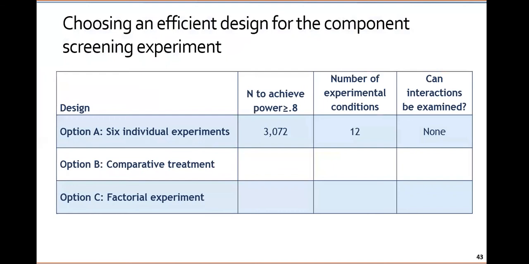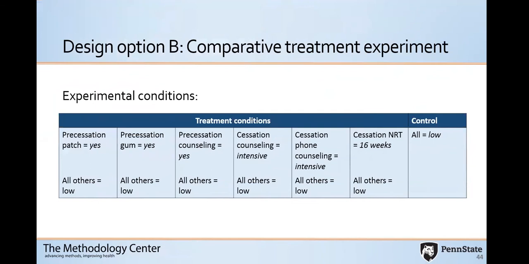So that would require an N of just over 3,000 to power it at a power of 0.8 or greater. And there would be 12 experimental conditions, and it's not possible to look at interactions between components in that kind of a design. The second option, which I'll call option B, is the comparative treatment experiment.